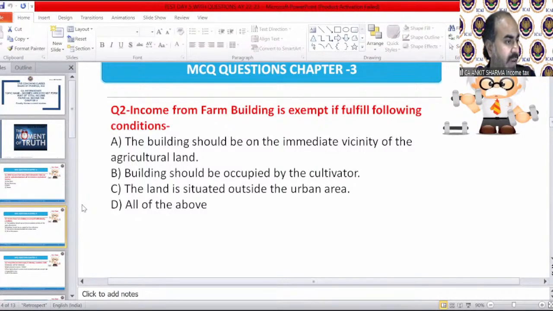So question number 2, I am waiting for the correct answers. Okay, so question number 2, the correct answer is D. Of course, all three conditions should be satisfied to claim your farm building rent as agricultural income. So Sushil is saying D, correct. Shresh Jalan is saying A, wrong. Sumanpreet Kaur is saying D, correct. Very good, Sumanpreet. And Mohit Chaudhary is saying C, wrong. Madhuri is saying A, wrong. And Prasanna Hari is saying D, correct. Good. Question number 3.